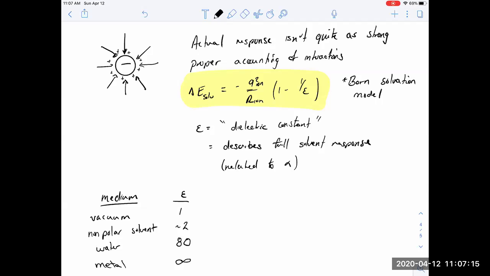Born's a name you might have heard of before. He was one of the founding fathers of quantum mechanics. Before he was working on quantum mechanics, he was thinking about ionic solvation.